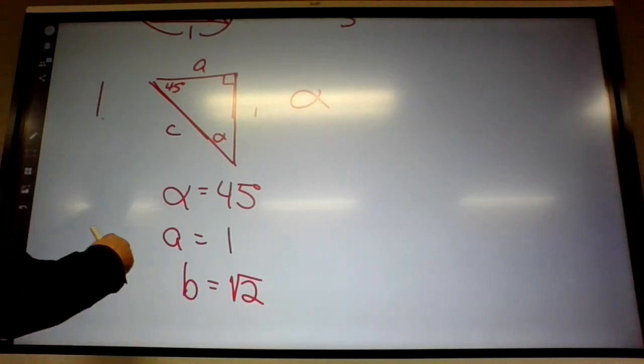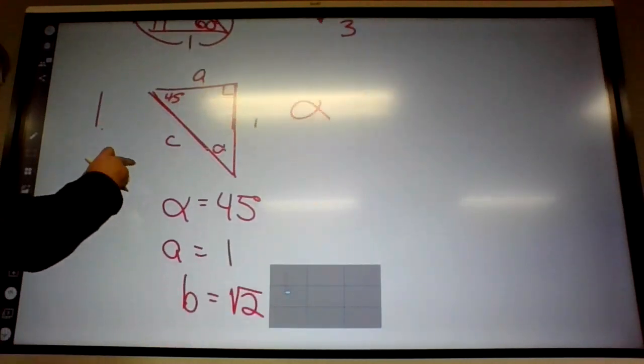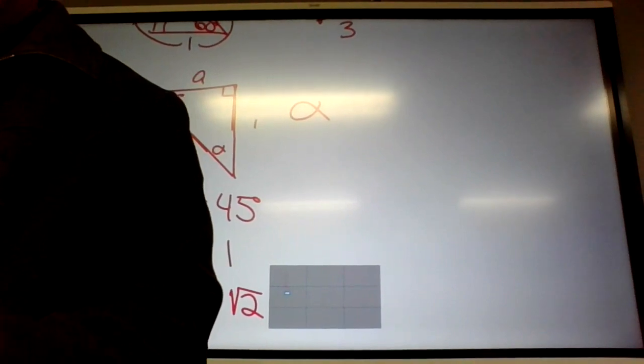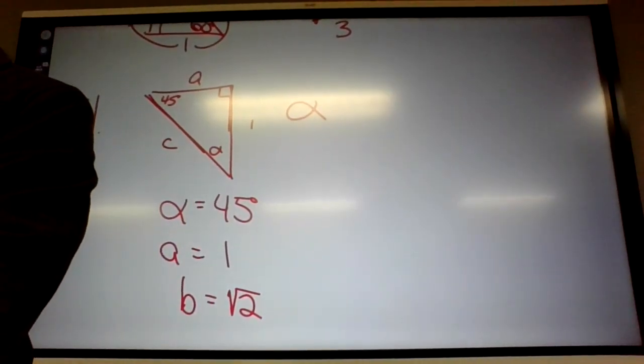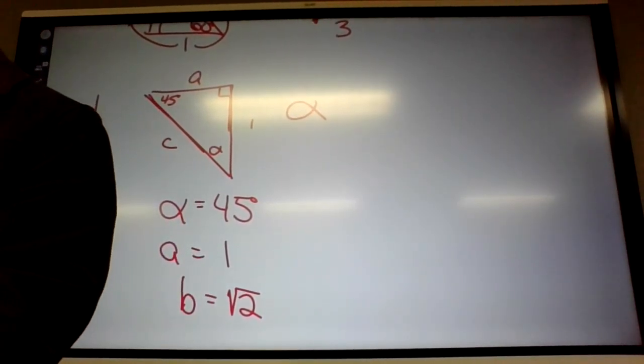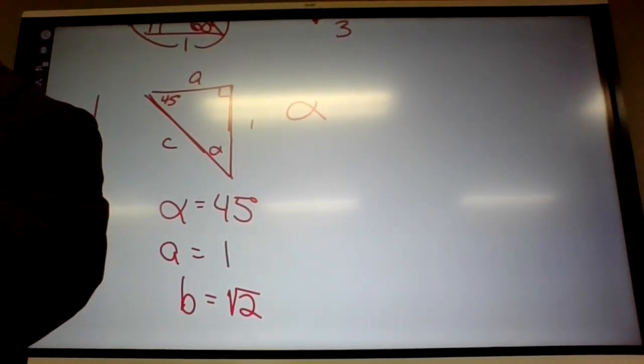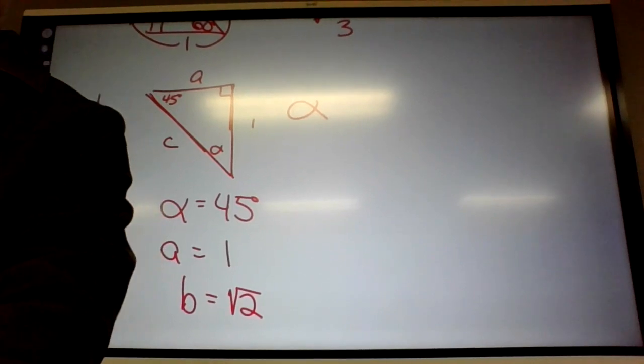So anyway, they surely drew this somewhere. Let me find it. Yeah, on page 439. They drew the two triangles out.